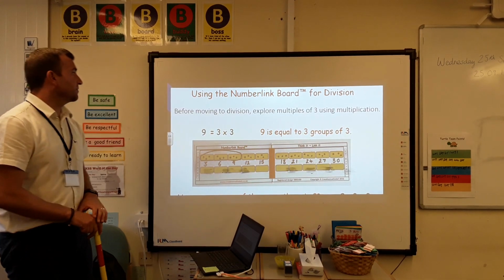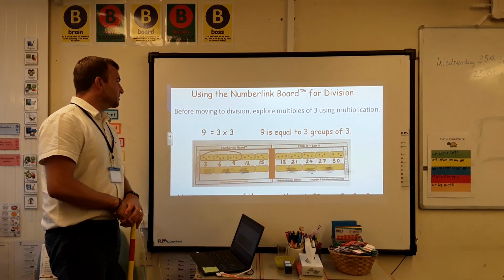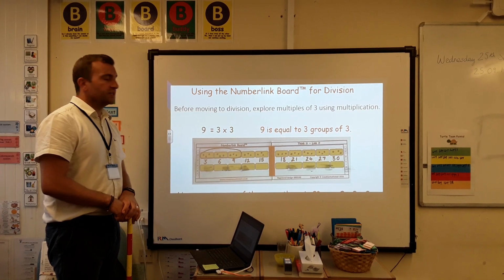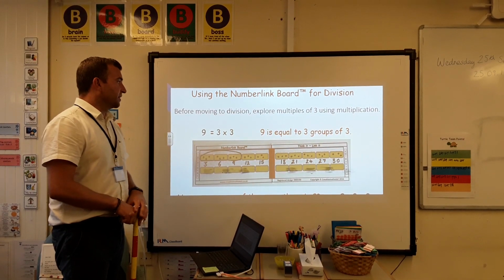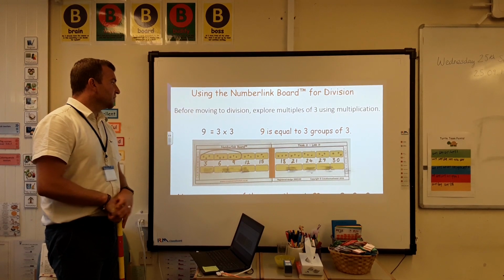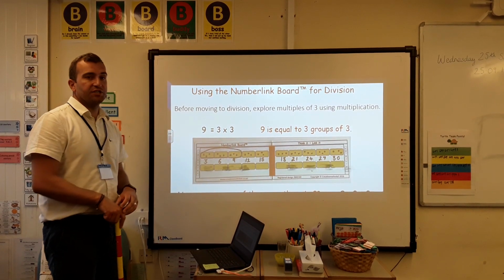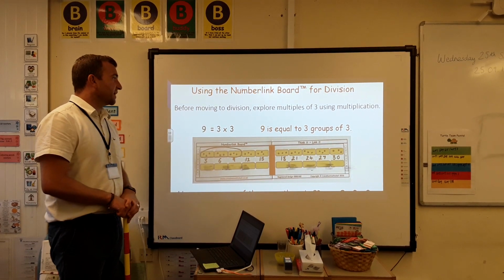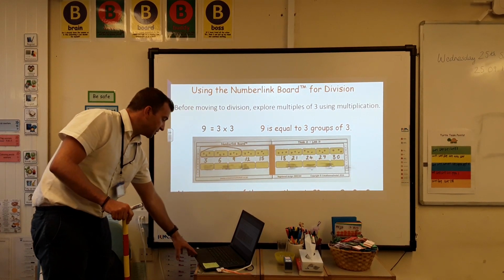Okay, so the board can also be used for division as well. So like we touched upon before about using arrays as 3 lots of 3, it can also be talked about as three groups as well. So if we've got 9 and we had to share them out between 3, how many would they have each? So it can be used for division too.